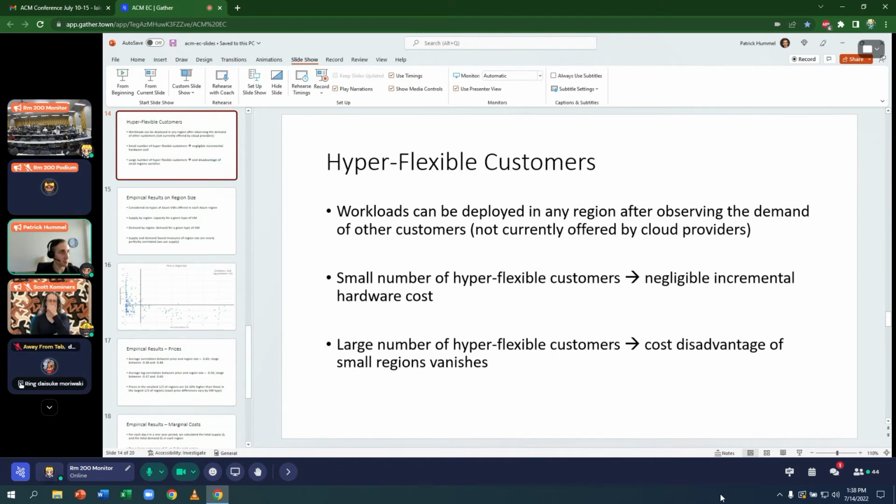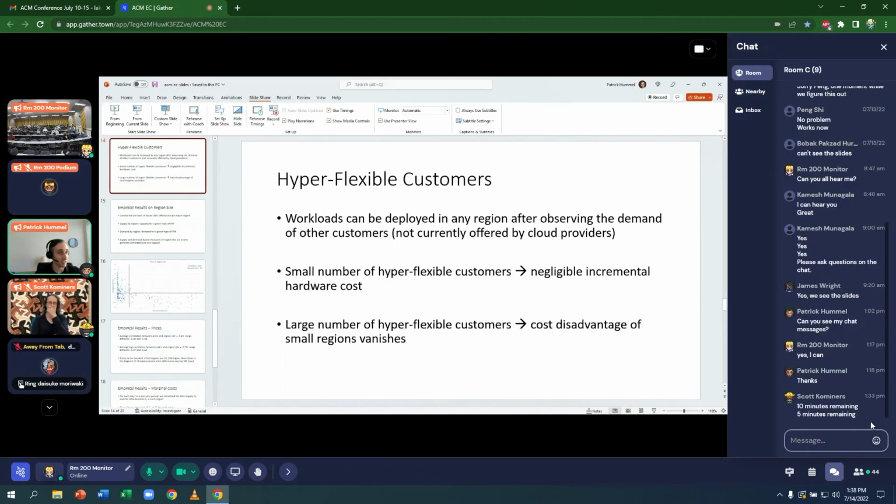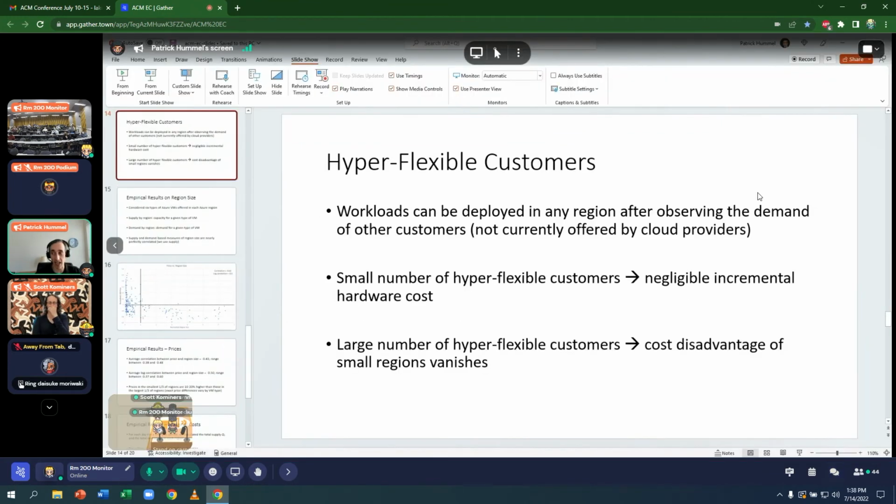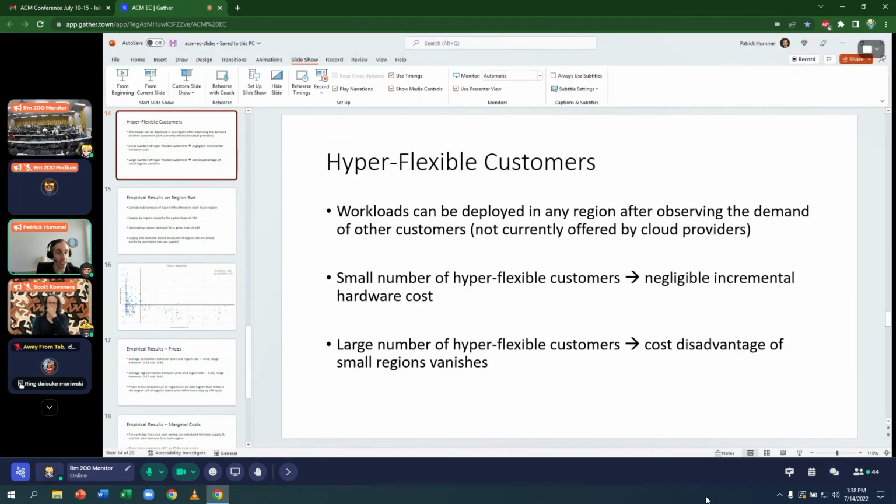For instance, if there is a small number of hyperflexible customers, that could actually have a big impact on the cloud provider, because the incremental capacity cost of serving those customers will be very close to zero. But if there are a large number of hyperflexible customers, then at that point, the cloud provider just needs to worry about provisioning enough capacity worldwide to meet worldwide demand, and these distinctions between different sized regions would vanish.